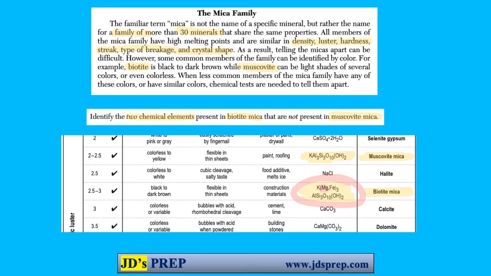And we have magnesium and iron are both chemical elements that are present in biotite mica that are not present in muscovite mica. So our correct answer is magnesium and iron.